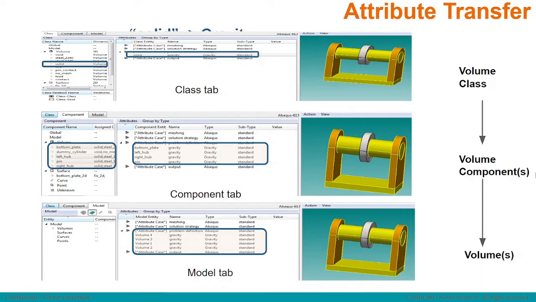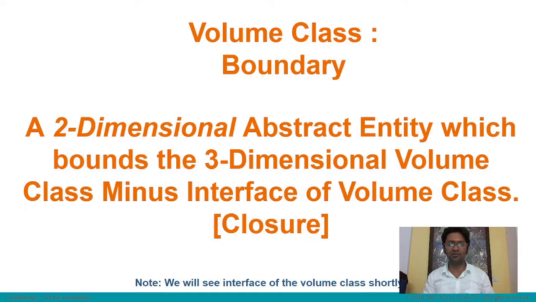So just to summarize, the attributes specified on the volume class will get transferred to the respective component first, and after that, they will get transferred to the respective volumes, that is, the respective geometrical entities. We have seen the volume class. Let's now see the child entities of the volume class.